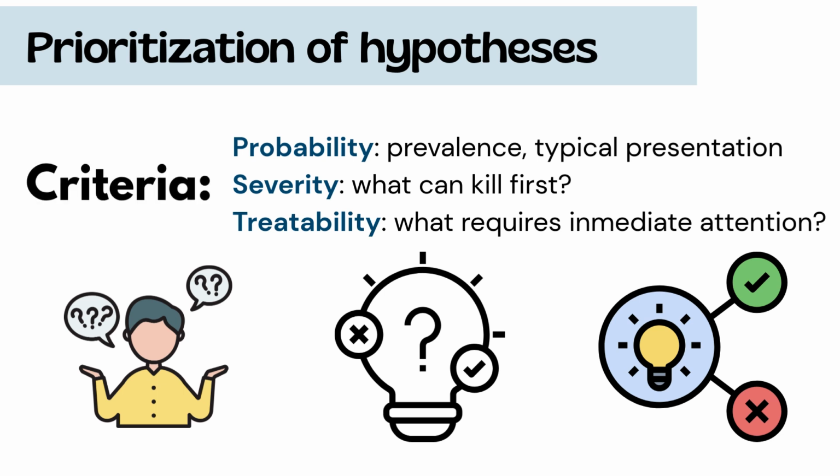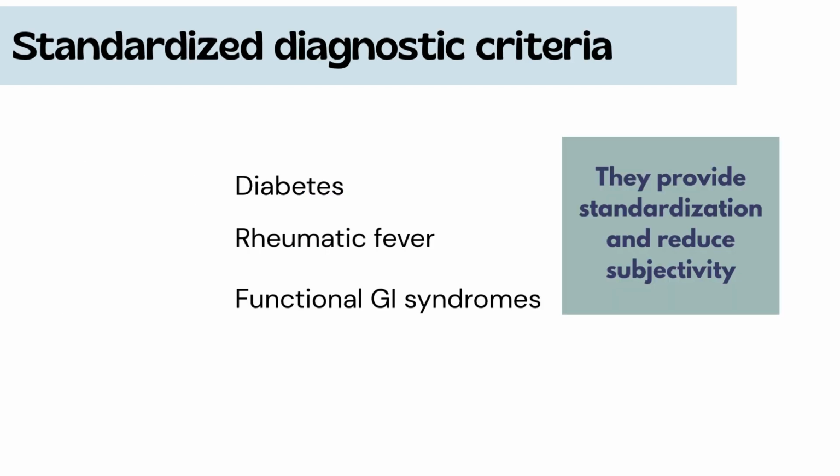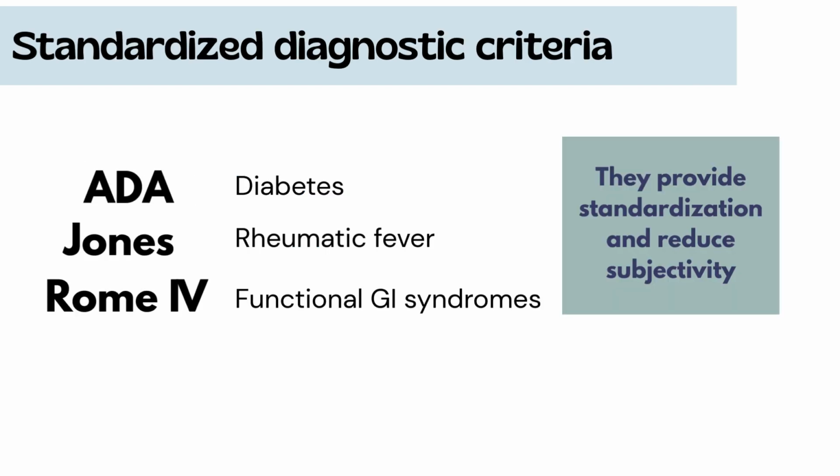Not all differential diagnoses carry the same weight. That is why we must prioritize them considering three criteria: probability, severity, and treatability. In some cases, we have standardized diagnostic criteria, such as those of the American Diabetes Association, the Jones criteria for rheumatic fever, or the Rome criteria for functional gastrointestinal disorders. These criteria reduce subjectivity and increase certainty.